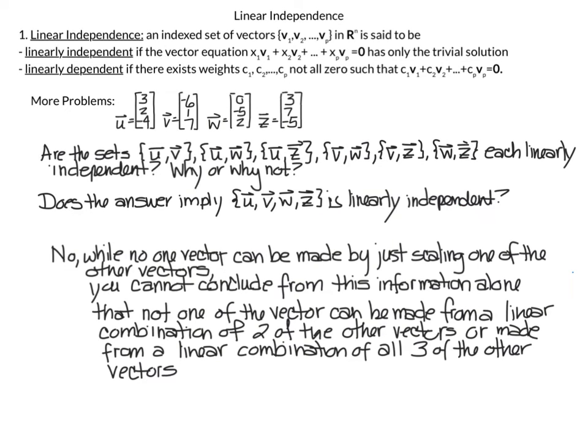While we know, for example, that u cannot be made just by scaling v or w or z, what we don't know is that possibly u could be made by a linear combination of v and w, or a linear combination of w and z, or a linear combination of v, w, and z.